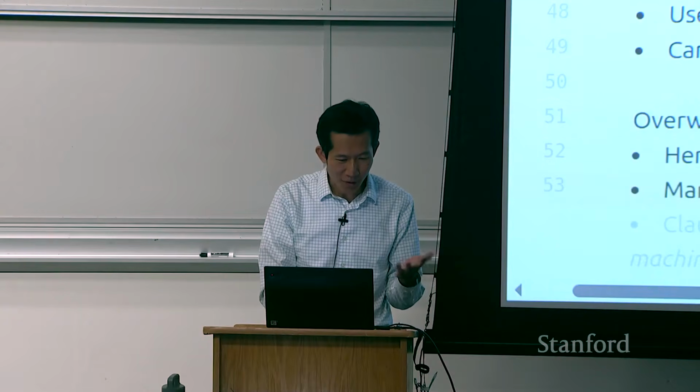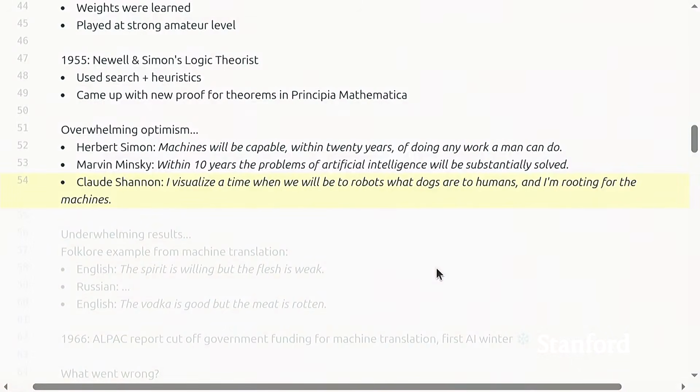So like I said, this was a period where people thought they could solve AI in a matter of years, right? So sounds a bit familiar here. But as we know, that didn't happen.